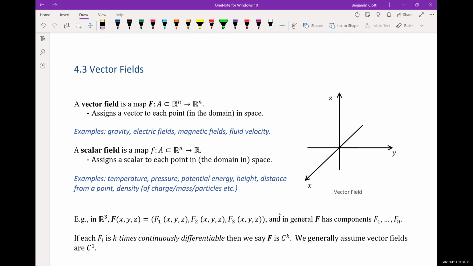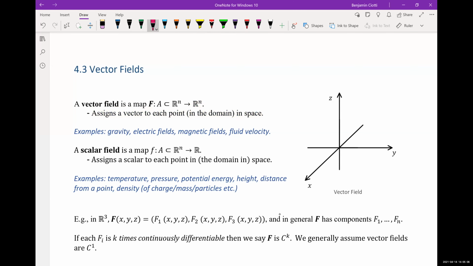Okay, so what is a vector field? Well, a vector field is a map or a function from some subset of Rn back into Rn. So it takes in a vector and it spits out a vector. In that sense, it assigns a vector to each point in space, or at least to each point in its domain, which might not necessarily take up all of space.